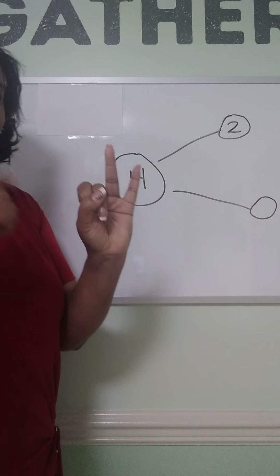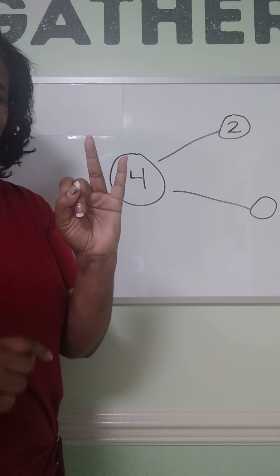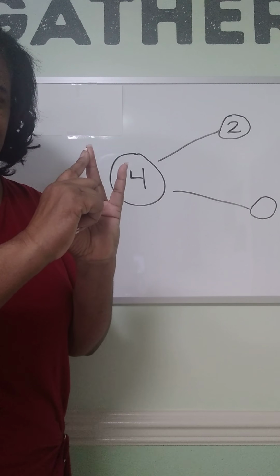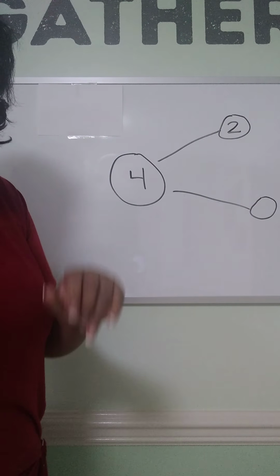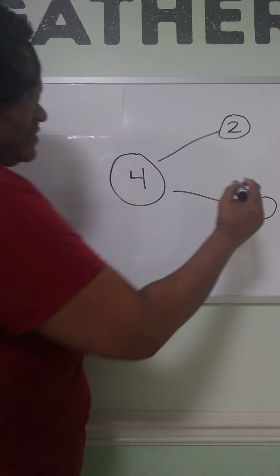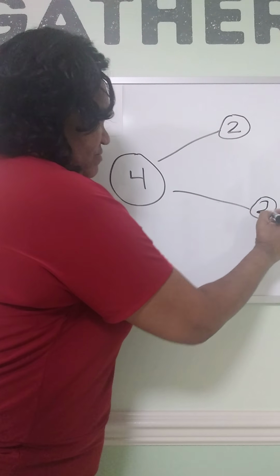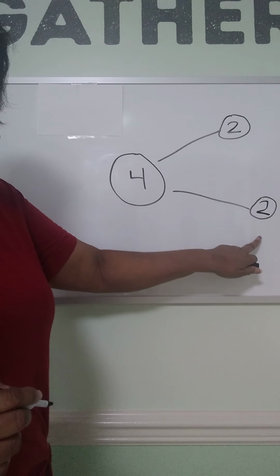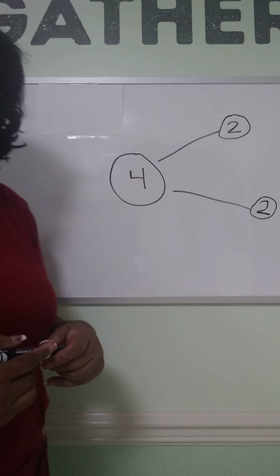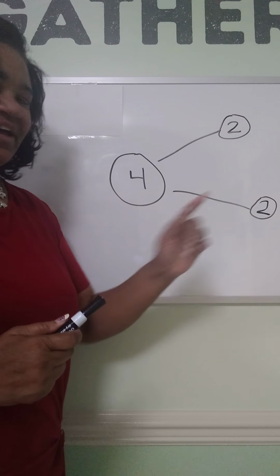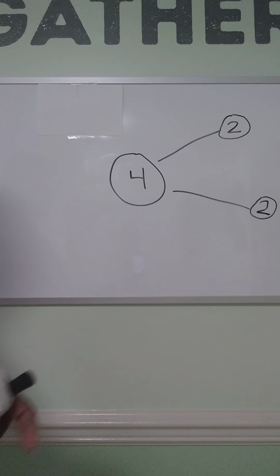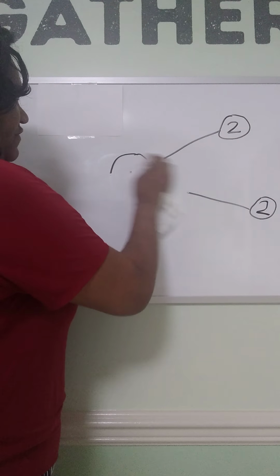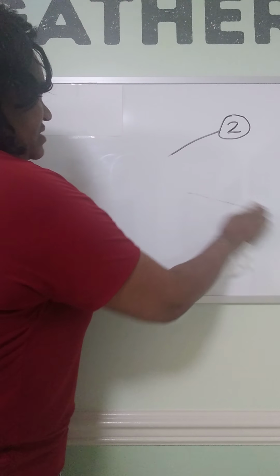So how many do you have left? 1, 2. You have 2 fingers left. So the number 2 goes in this number bond, or goes in that circle. Okay? Let's take just a couple more minutes and do a few more. We're going to do a few more using our fingers.